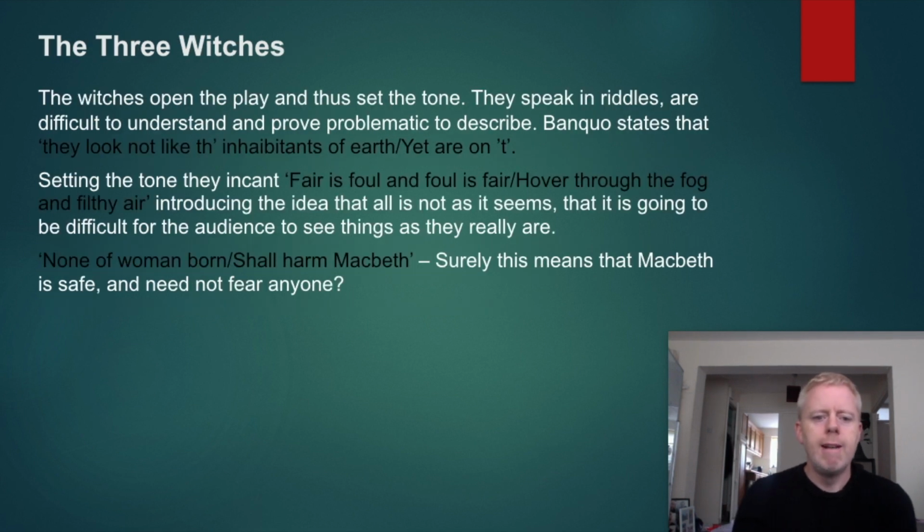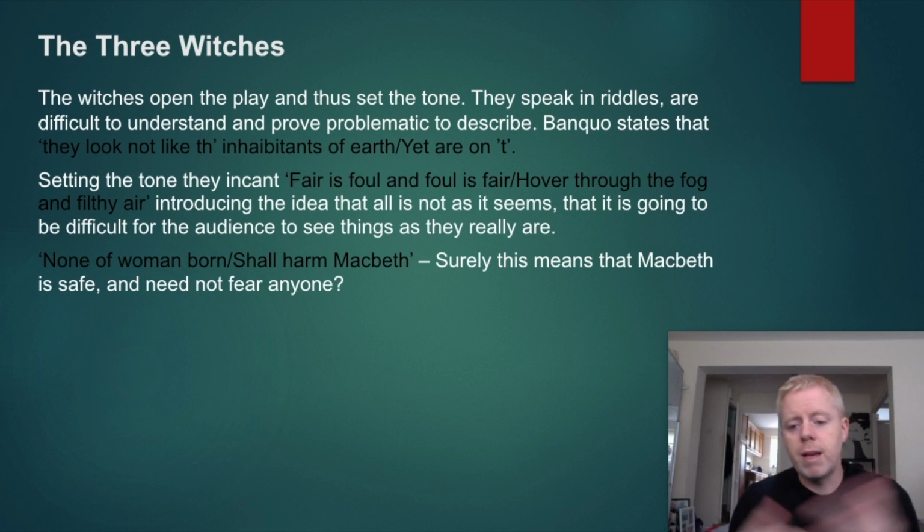The 3 witches. Well, they open the play and thus set the tone. They are evil. We know this because the stage direction at the start says thunder. And thunder at the time, in the Jacobean era, they had no idea, they couldn't scientifically explain what thunder was. They believed that thunder was representative of evil forces. They speak in riddles, are difficult to understand and prove problematic to even describe. Banquo states that they look not like the inhabitants of Earth, yet are on it.